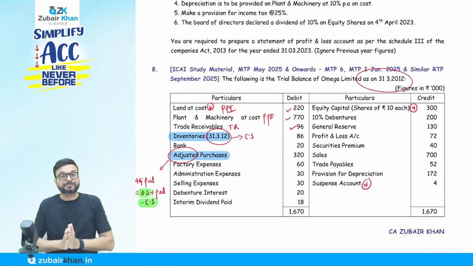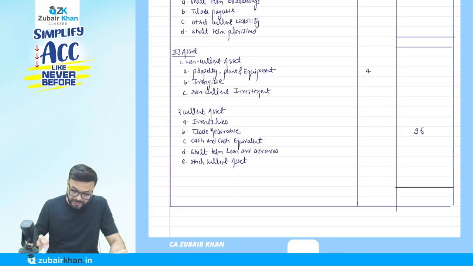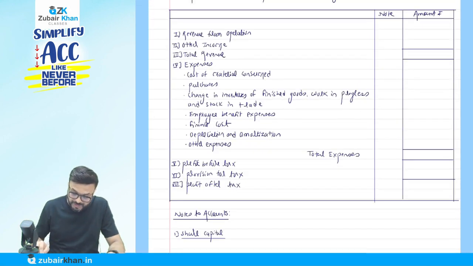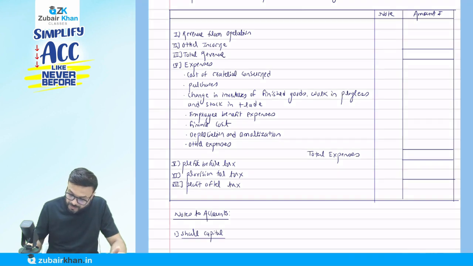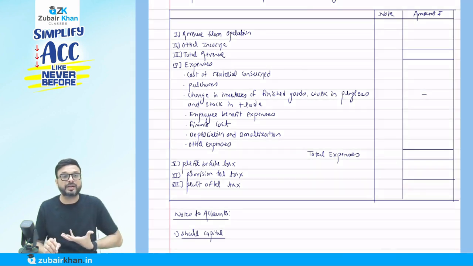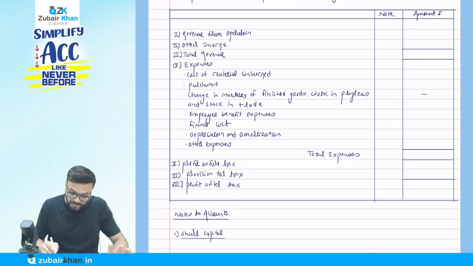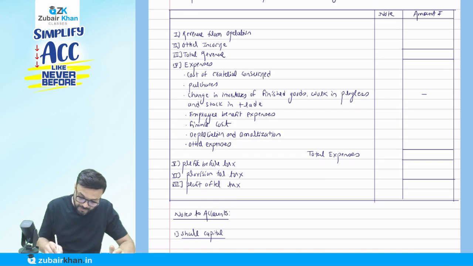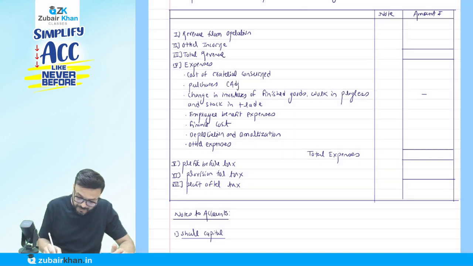But in my P&L account, I cannot write change in inventory in this question, because I don't know how much it is. That does not mean we have not given the effect of change in inventory. When we write purchase, we will write in brackets, adjusted, which is important. Write it there: adjusted.